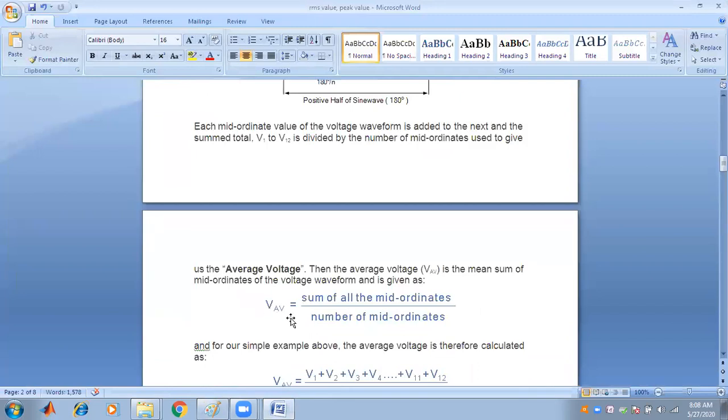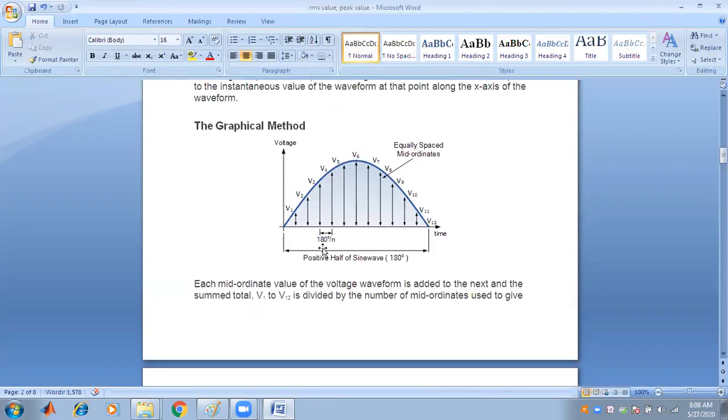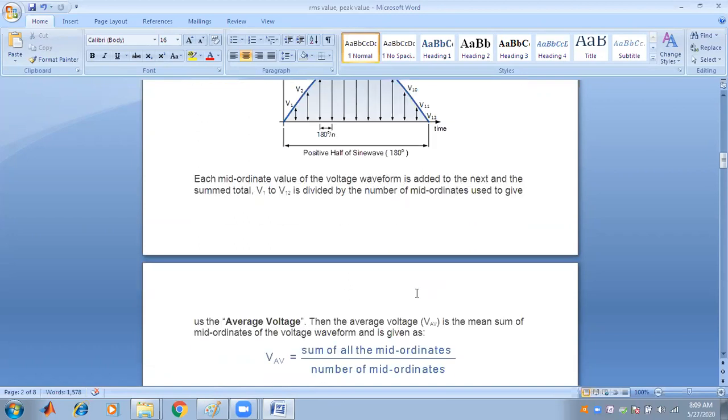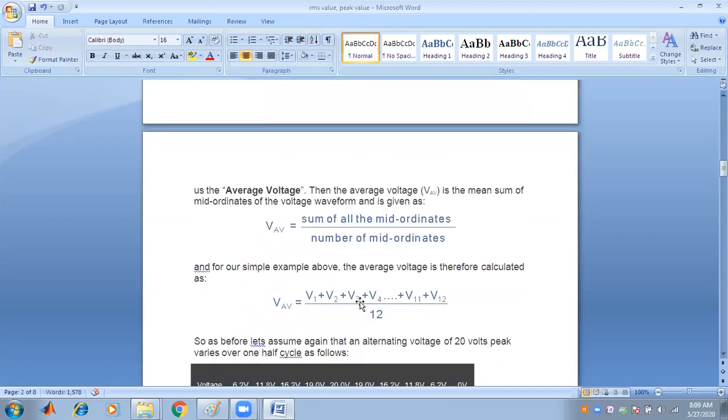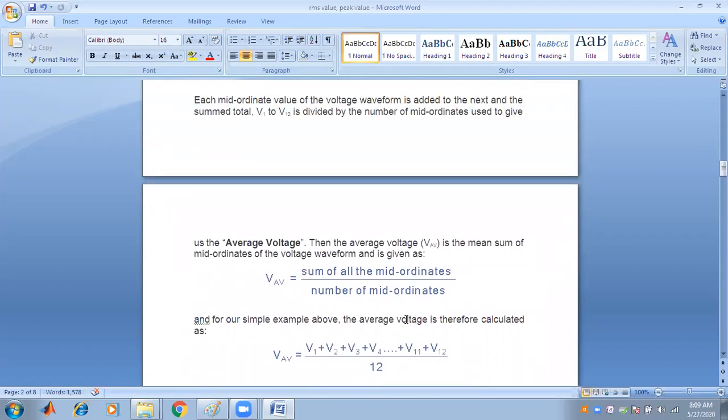The average value, V average, can be written as the sum of all the mid ordinates divided by the number of mid ordinates. Here, say the positive half cycle is divided into 12 terms. For the first instance the value is V1, for the next it is V2, V3, V4, and up to V12. The summation V1 plus V2 plus V3 up to V12, divided by 12, the number of mid ordinates, will give the average voltage.